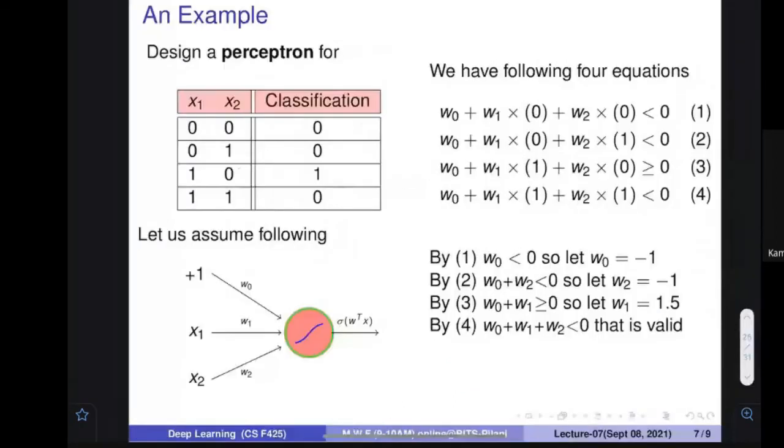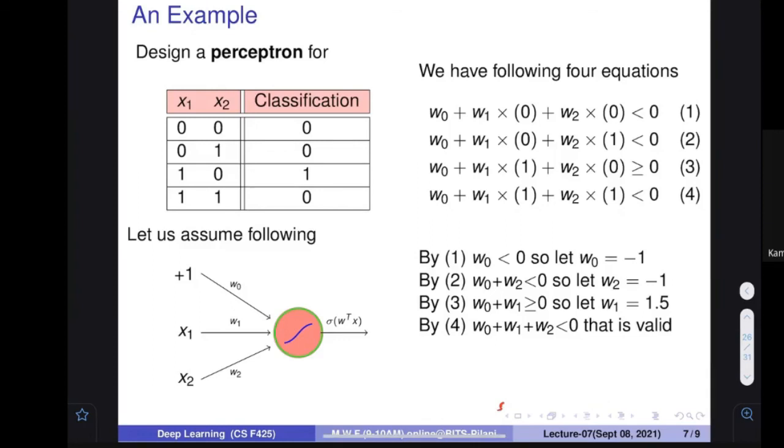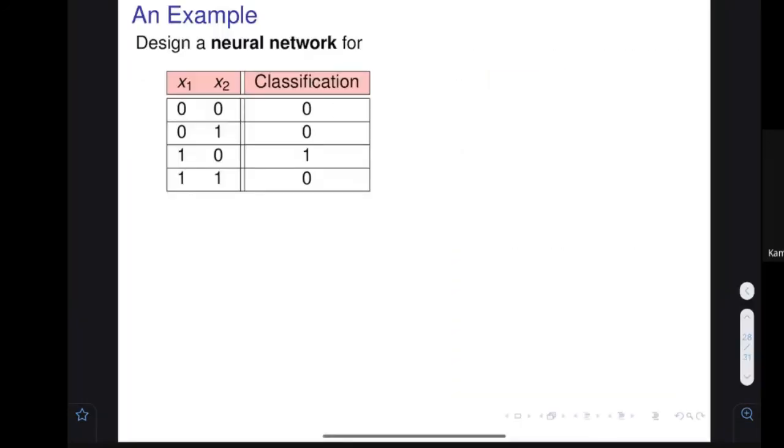The same thing has been explained on these slides, that you can apply it and find out the value of these parameters. Please note, if I put -2, -2, and 3, they are also going to work. -1, -1, 1.45, they are also going to work. So multiple values can work. Infinite such solutions are there. You need any one of them.